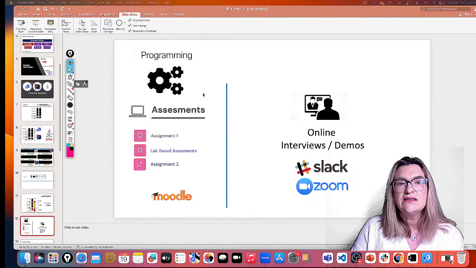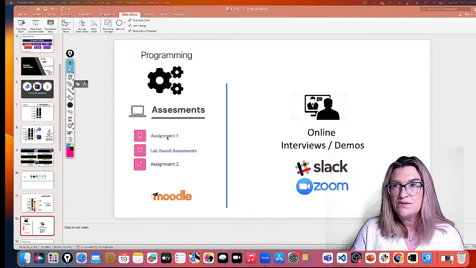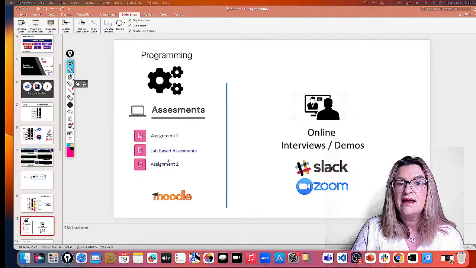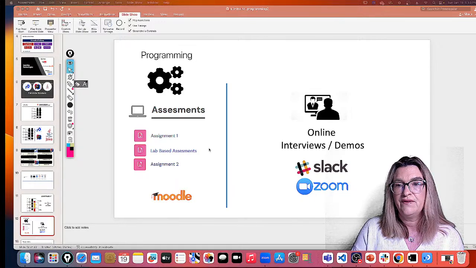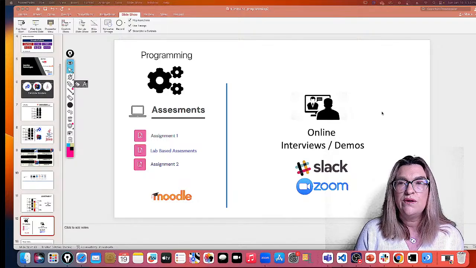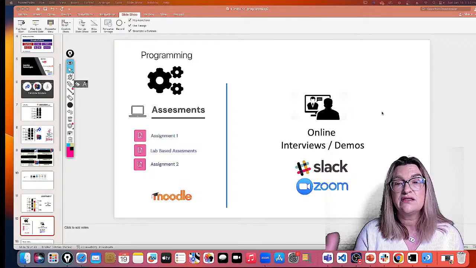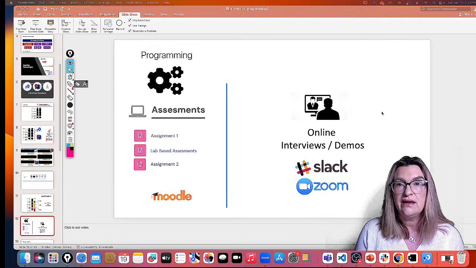Okay, so our assessments are, we have assignment 1, which is processing, assignment 2, which is IntelliJ, and then our lab-based assessments are all IntelliJ. Okay, after assignment 1, we may interview you. We don't always, but we may ask you if you want to explain some of your code. So after assignment 1 and assignment 2, we reserve the right to interview you.